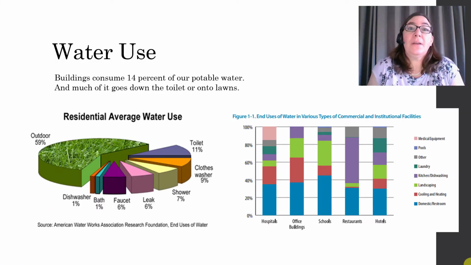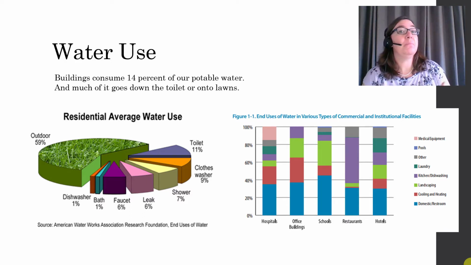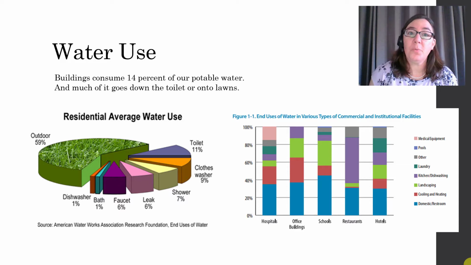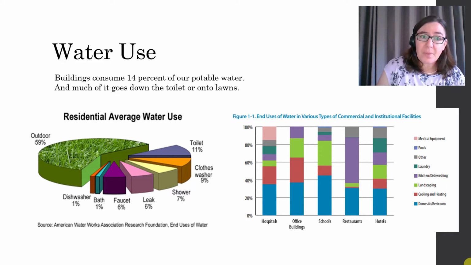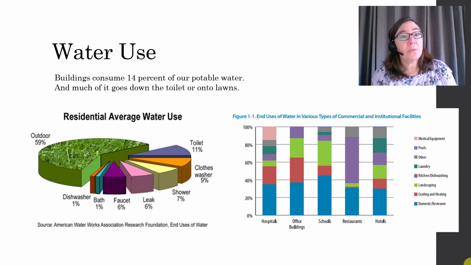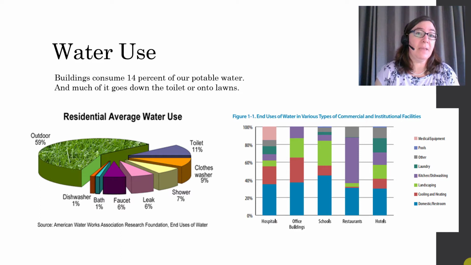Why do we as architects and designers care about water use? Well, it turns out that buildings consume a fairly large amount of our potable water, 14% at this last counting, all right? And most of that water, much of that water, goes down the toilet or onto lawns. It's not actually being consumed by humans.